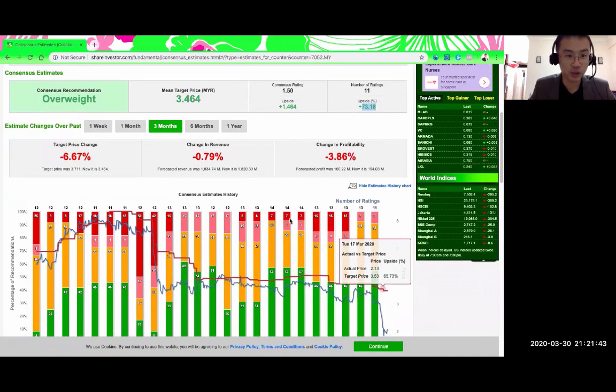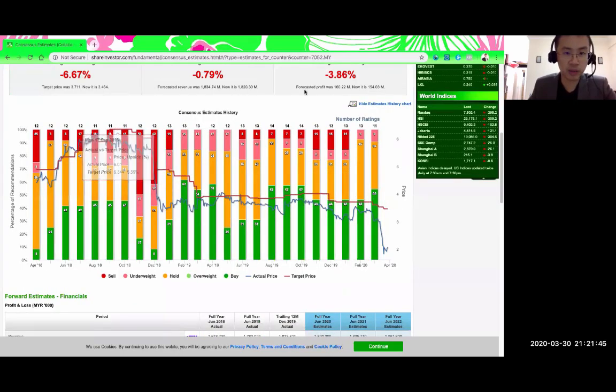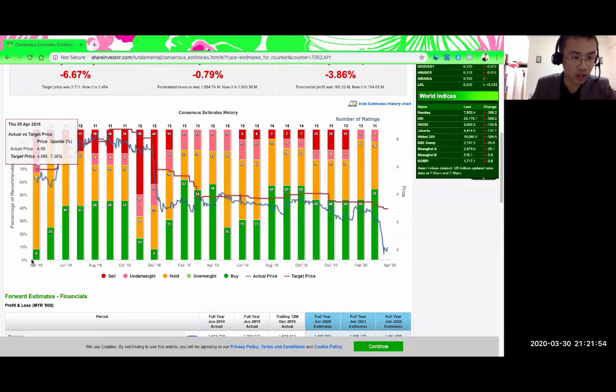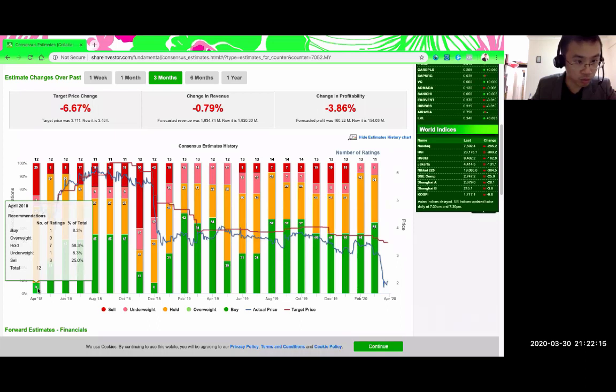So this is a very beautiful chart that's done by the ShareInvestor group. We see that in April there are 12 ratings. 8% asks you to buy, not 8 ratings asking you to buy, it is 8% asking you to buy.